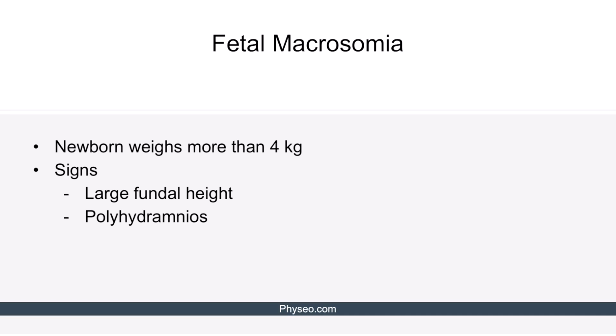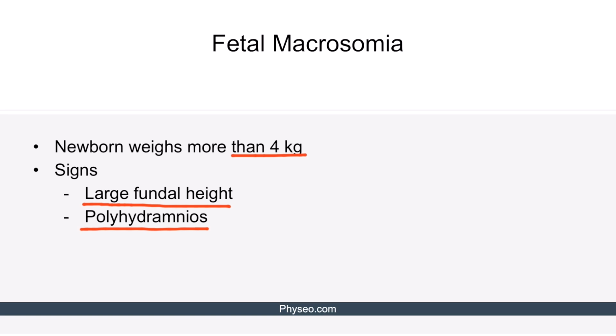Fetal macrosomia is when the newborn weighs more than 4 kilograms. And the signs that are suspicious of fetal macrosomia are a large fundal height and polyhydramnios. So let's explain why this is the case. Okay, so fundal height is the distance from the symphysis pubis to the uterine fundus. And macrosomic babies usually have longer than normal height that contributes to an increased fundal height. So basically you get a taller baby in the uterus, making the fundal height larger.